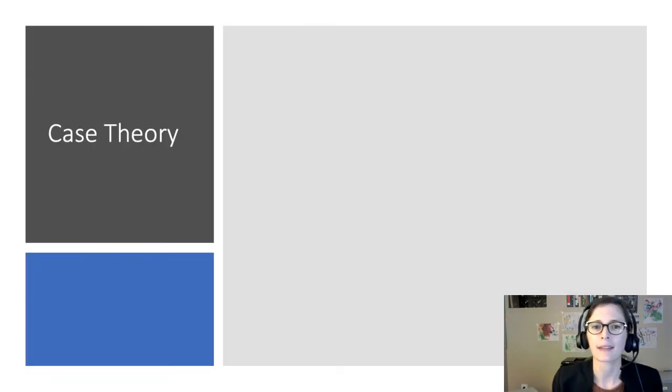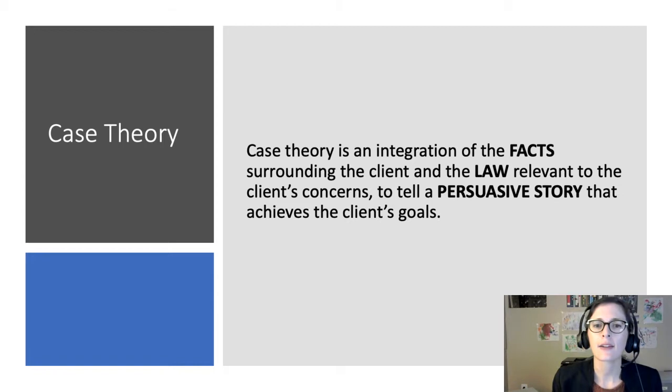So, what is a case theory? Case theory is an integration of the facts surrounding the client and law relevant to the client's concerns that tells a persuasive story that achieves the client's goals. So, what are some of the goals of a case theory? Well, one primary goal of a case theory is to persuade.